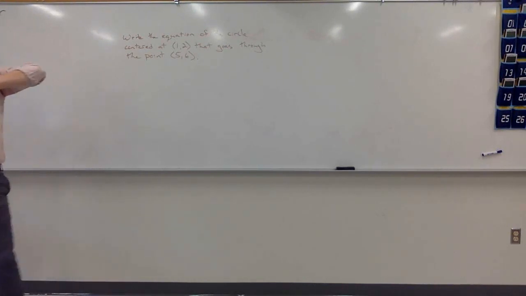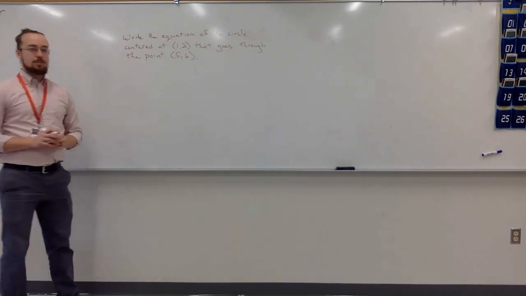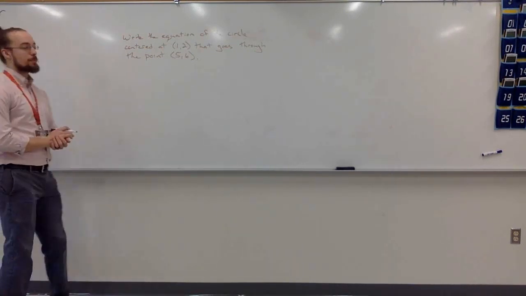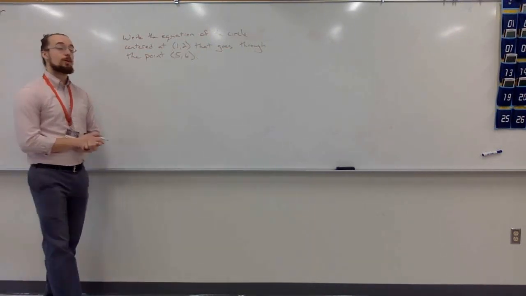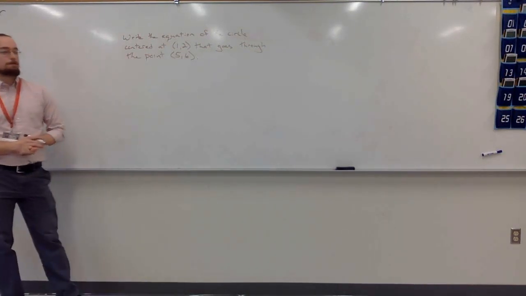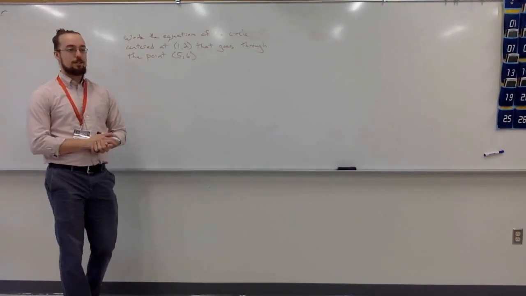All right. How about something like this? Write the equation of a circle centered at 1, 2. It goes through the point 5, 6. How would we do something like this? Any ideas? Is the point 5, 6 on the circle? Yes, that's where it would intersect.